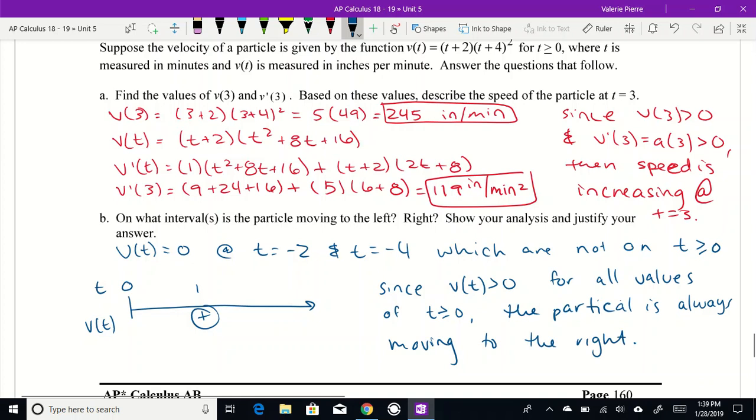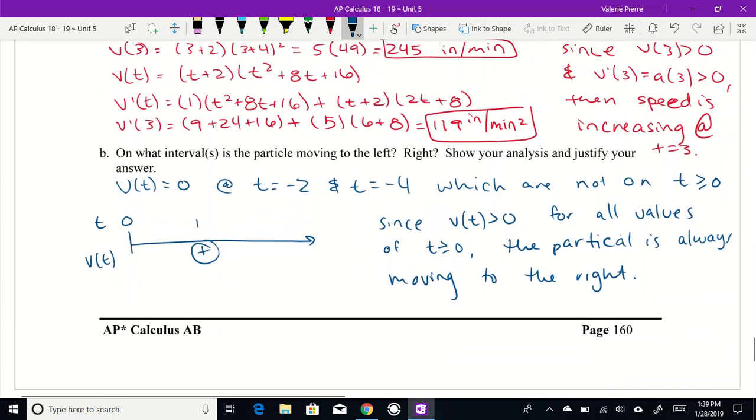Okay, so there are no problems for you to work through on your own. However, I would like you to work on some of the homework problems just to familiarize yourself with this idea of particle motion.